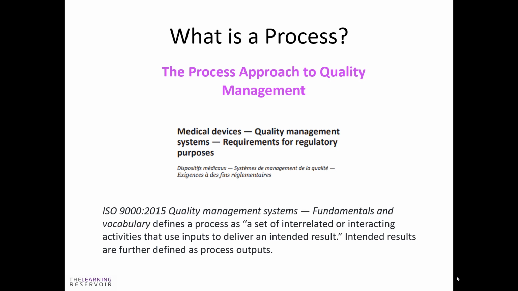If you were to look in the ISO standard, ISO 9000:2015, Quality Management Systems, Fundamentals and Vocabulary, it defines a process as a set of interrelated or interacting activities that use inputs to deliver an intended result. Intended results are further defined as process outputs. So you will find a definition for a process within ISO 9000:2015.